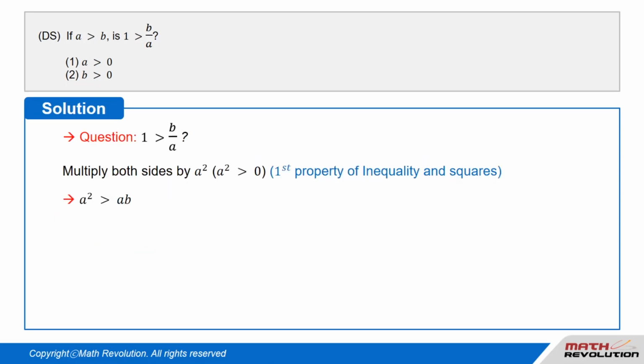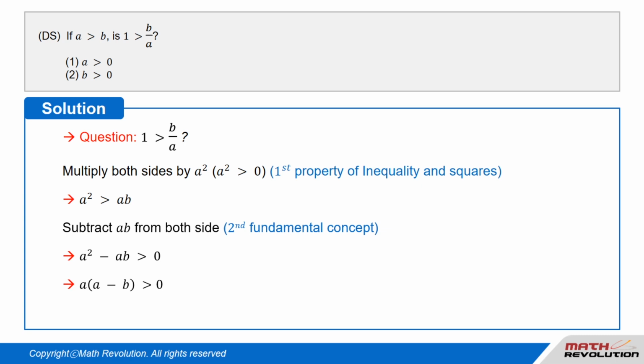Also, we are required to verify whether 1 is greater than B over A, which can be rewritten as whether A squared is greater than A times B after multiplying both sides by A squared, since multiplication by a square does not change the direction of inequality sign according to the first property of inequality, which is the positive rule in inequality, and the fact that squares are positive. You can see that a square is multiplied to both sides, right? Squares are important in inequality questions.